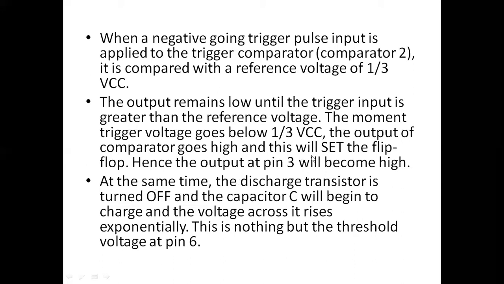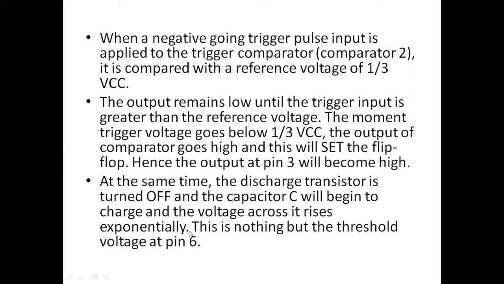So if the flip flop is set, the output will be high and the Q bar will be 0, and the inverter output will be high. That means the total output will be high. At the same time, the discharge transistor is turned off. That means the transistor is in off condition, and the capacitor will begin to charge towards the VCC through the resistor.